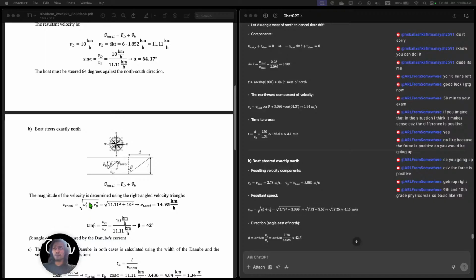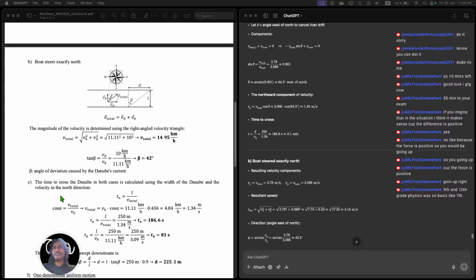I get it. We're going straight, so due to the current, we're going to go right. So we're going to be affected. Our horizontal vector component is going to be affected by the flow of the river. The time to cross the river is calculated using the width of the Danube and the velocity in the north direction.